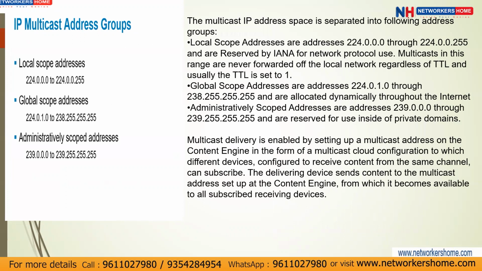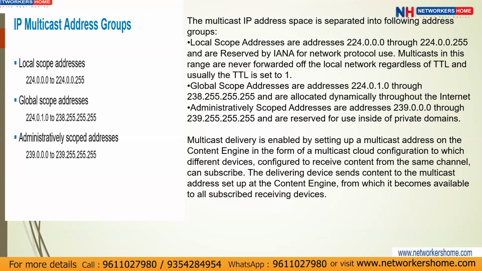So now the IP multicast address space is separated into the following groups. Local scope addresses are addresses 224.0.0.0 through 224.0.0.255. They are reserved by IANA for network protocol use. Multicast in this address range is never forwarded off the local network regardless of TTL, and usually TTL is set to 1. What does this mean? These addresses, 224.0.0.0 to 224.0.0.255, are non-routable. They do not cross their subnet boundary, their interface boundary.